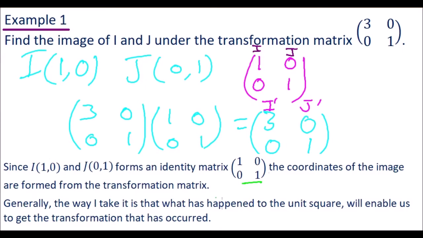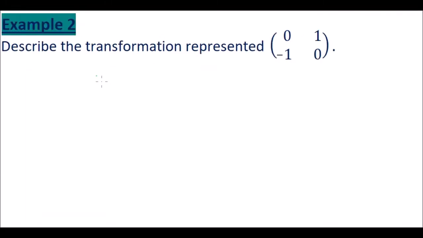Generally, the way I take it is that what has happened to the unit square will enable us to get the transformation matrix that has occurred. The following example is going to demonstrate very well how the unit square helps us to get the transformation matrix. In our example 2, describe the transformation represented by 0, 1, minus 1, 0.